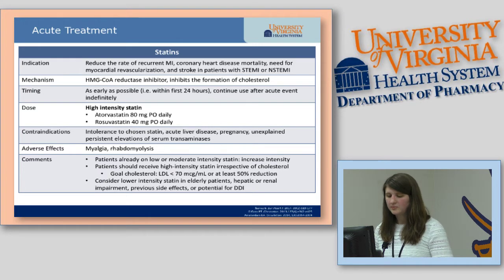So the statins work by inhibiting the formation of cholesterol by inhibiting HMG-CoA reductase. These should actually be given as early as possible, so within that kind of first 24-hour time frame, and they should be continued after the acute event indefinitely. So for that immediate period, it's important to go with as high a dose of statin as you can, so typically atorva 80 milligrams or Crestor or rosuvastatin 40 milligrams. And then after this acute period, you can drop down the dose a touch, but still within that high intensity.